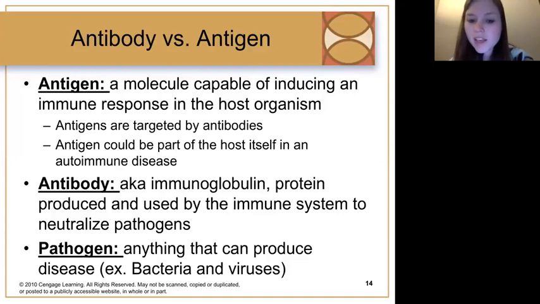So an antibody, they're also called immunoglobulins. That's kind of the fancy immunology word. Antibody is the word we'll just use for this class. But just so you know, it's the same thing. It is a protein that's produced, usually, and used by the immune system to neutralize pathogens. So B cells will produce antibodies that will then go and bind to that antigen. And depending on the type of antibody, it will cause different types of events to happen, and they will neutralize that pathogen. So antibodies are extremely important.